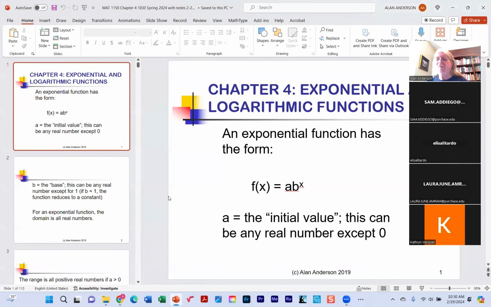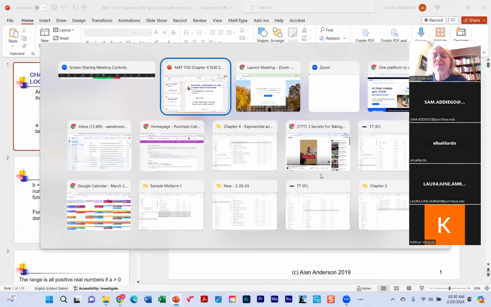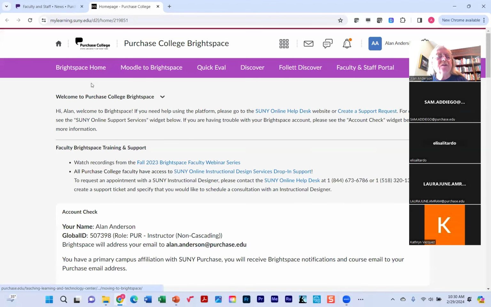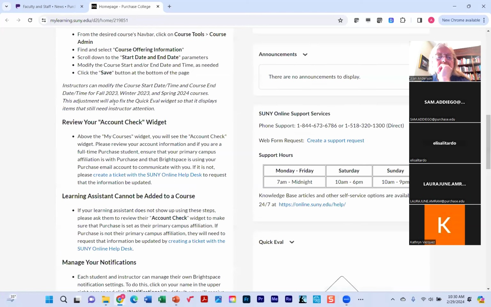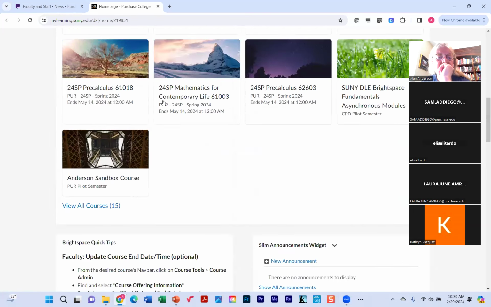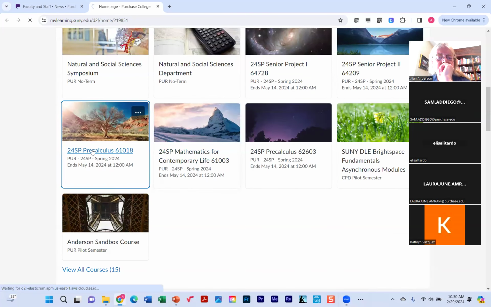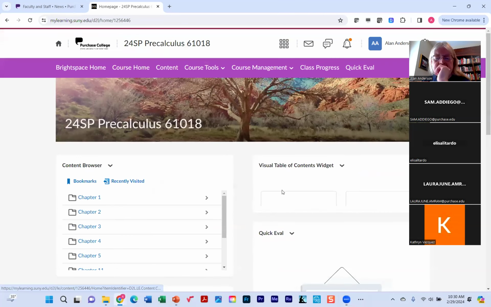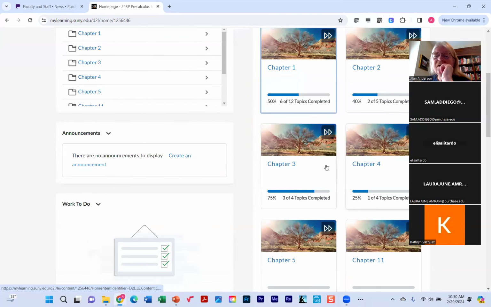But since chapter 3 is done, next week what I'd like to do is go over the chapter 3 problem sets, of which there are two. Let me just go open up Brightspace real fast so we can look at them. So what we are doing here, we're going to have the chapter 3 problem sets.